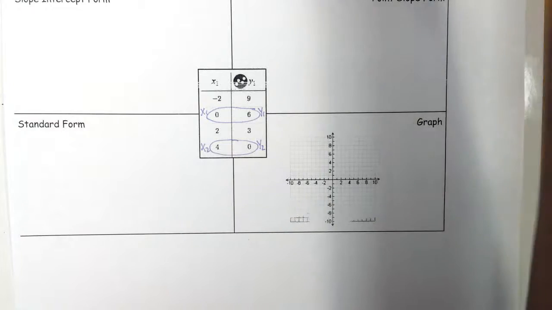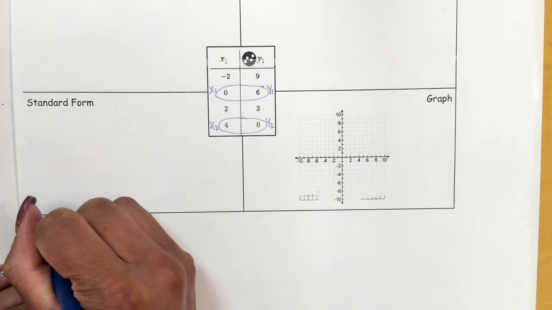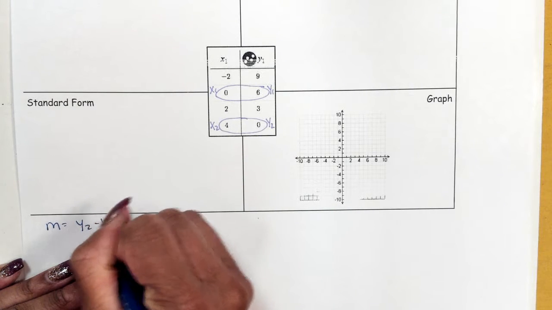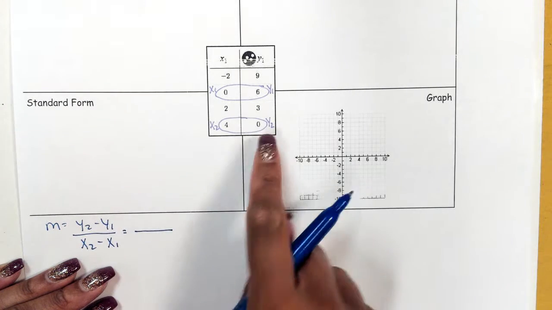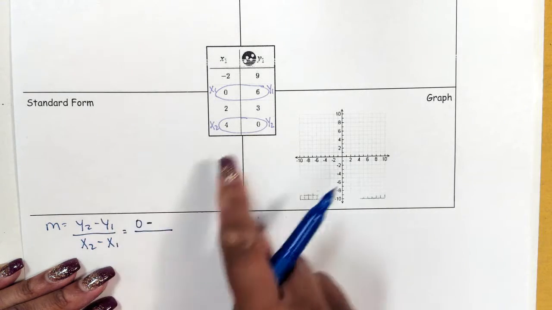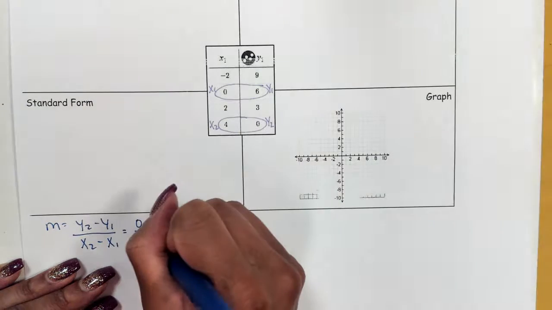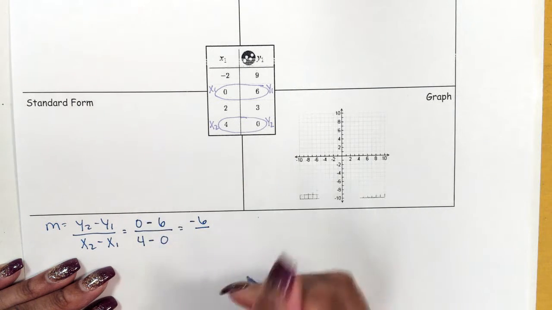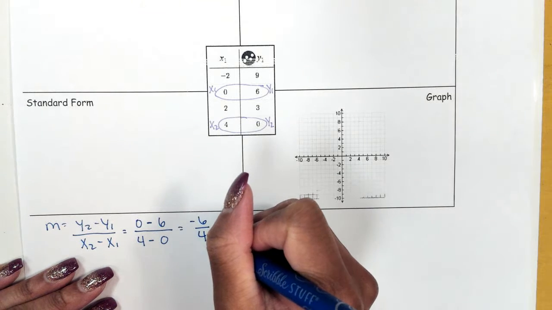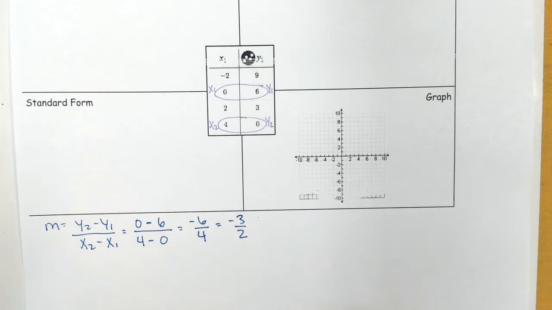So let's put this into slope formula. So I have m is equal to y2 minus y1 all over x2 minus x1. So y2 is labeled for me as 0 minus y1, which is 6. Then x2 is 4 minus x1, which is 0. So 0 minus 6 is negative 6. 4 minus 0 is a positive 4, and I can reduce this to a smaller fraction, and I get negative 3 over 2. Okay, no decimals. We have to rise over run with this, so we need to have a fraction.